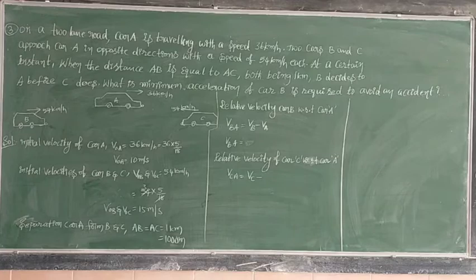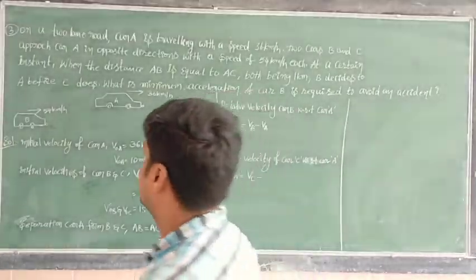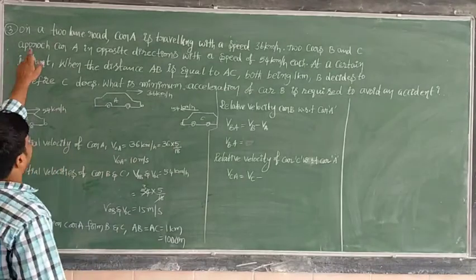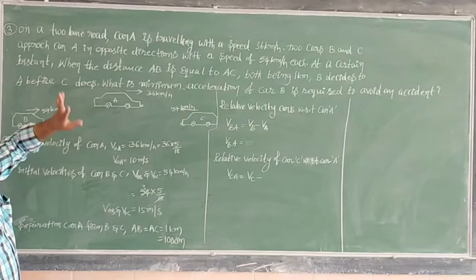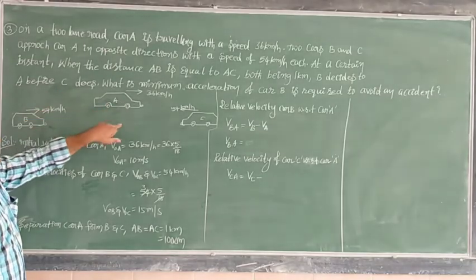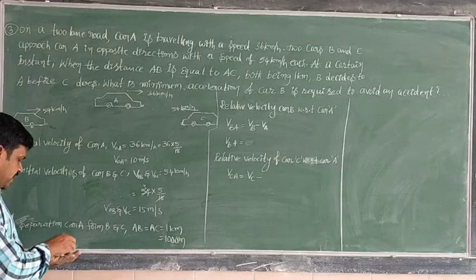Right. This is also a very important problem. You just see here, on a two-lane road, there are two-lane, 3-lane, 4-lane roads. Two-lane road: one this side, other one on the other side. On a two-lane road, right? Look at here.